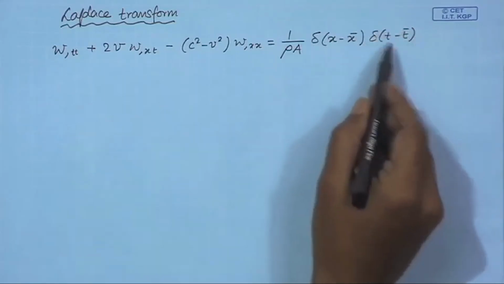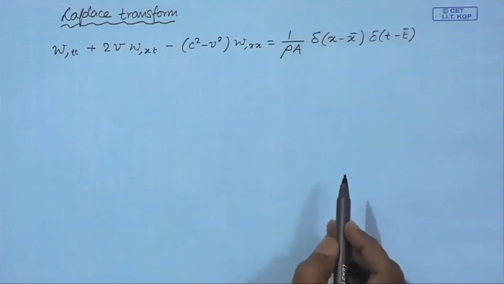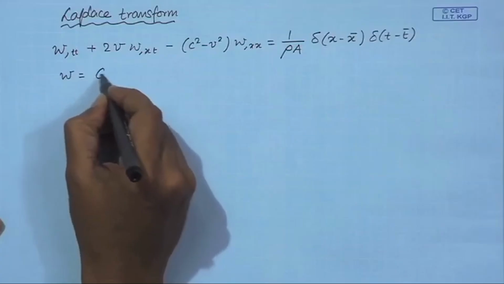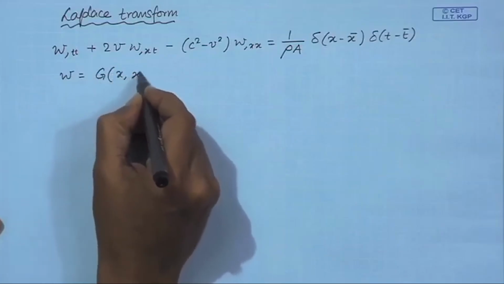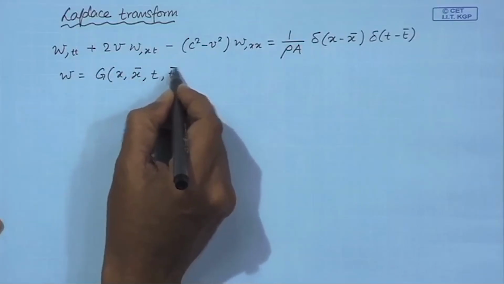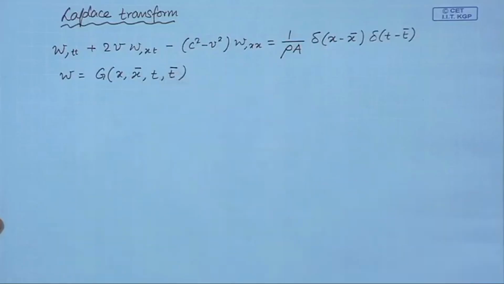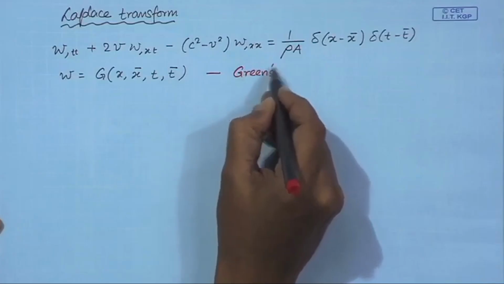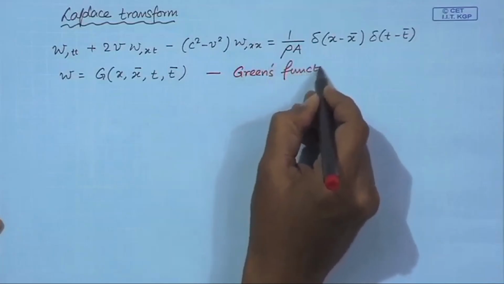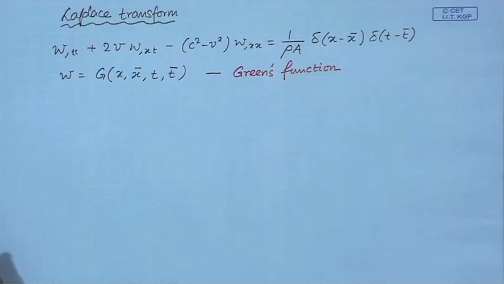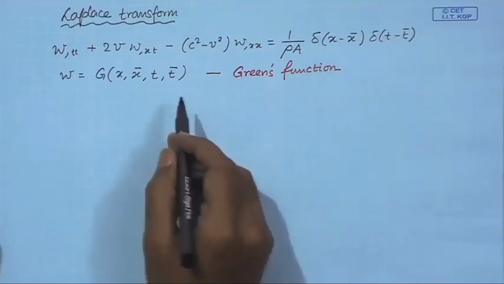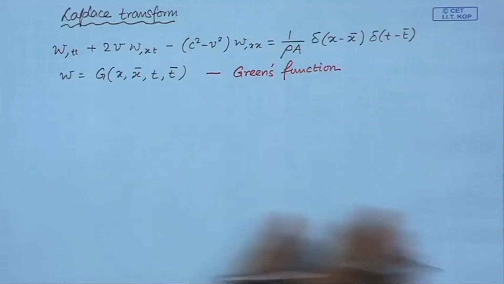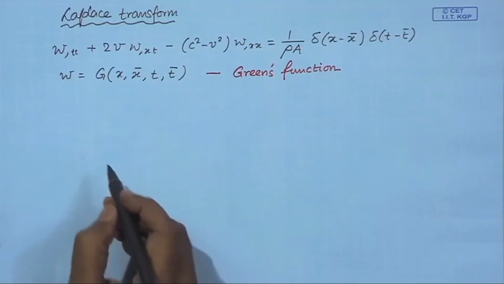As we have discussed before, with this kind of forcing, what we solve is known as the Green's function. So, once we know this Green's function, then we can solve various problems for travelling strings.